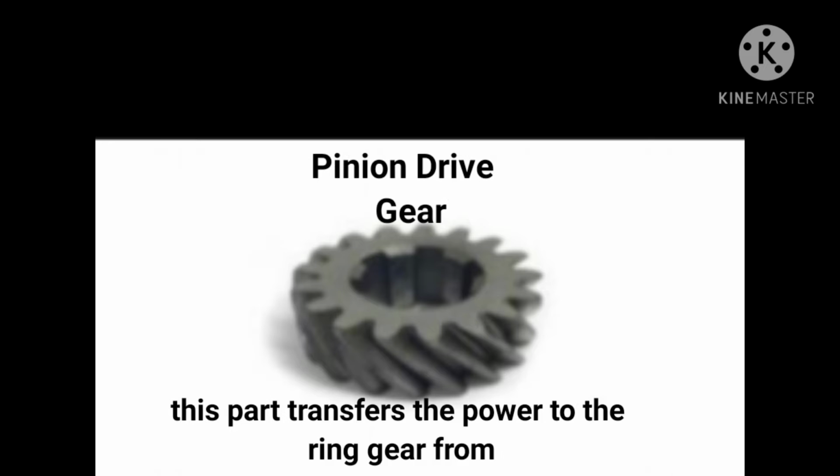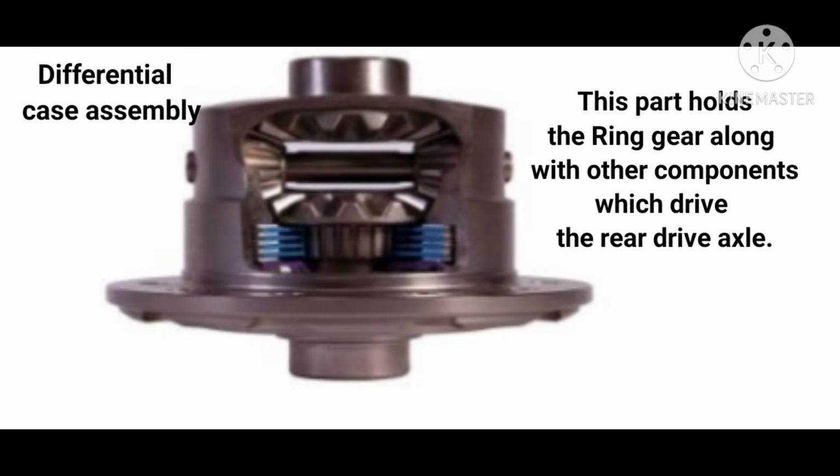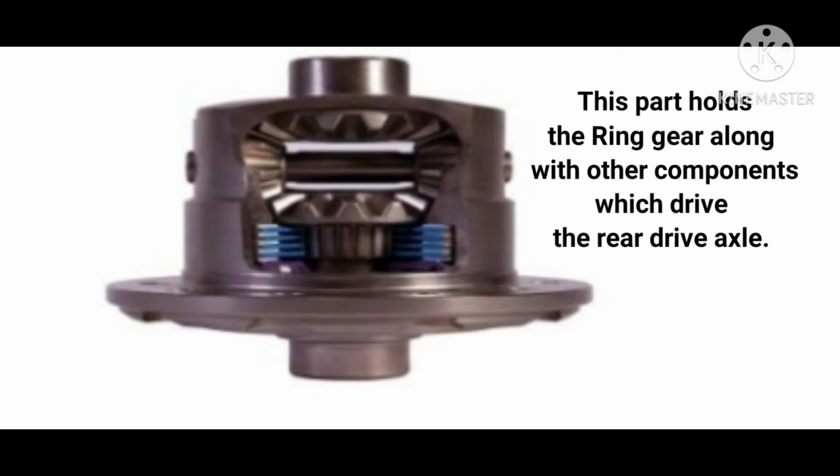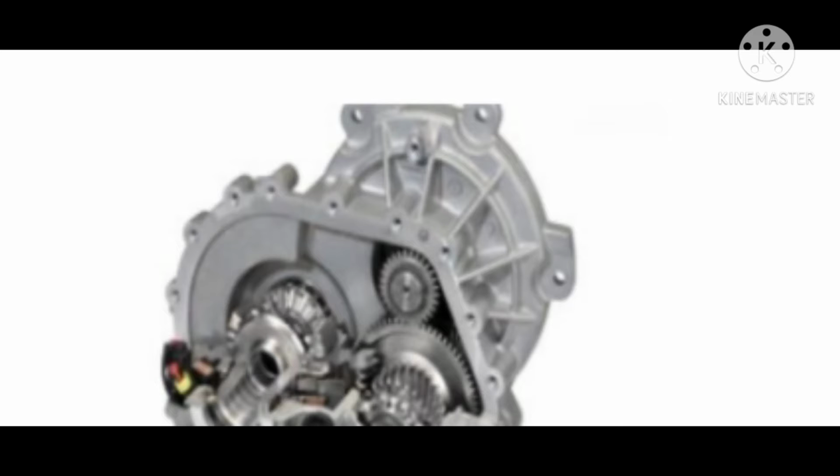First, we have pinion drive gear. This part transfers the power to the ring gear from the drive shaft. Second is differential case assembly. This part holds the ring gear along with other components which drive the rear drive axle. Third is ring gear. This section transfers the power to the previous part, that is differential case assembly.